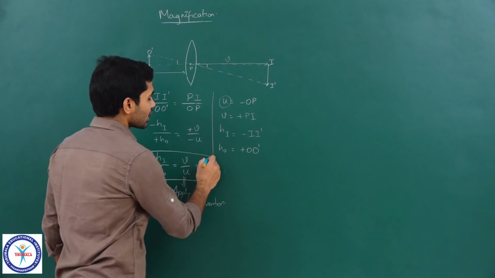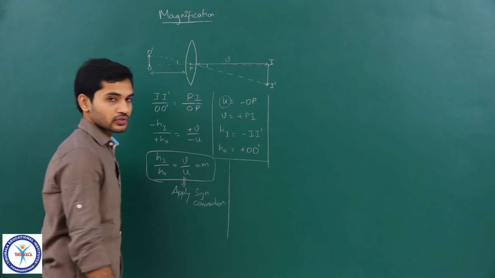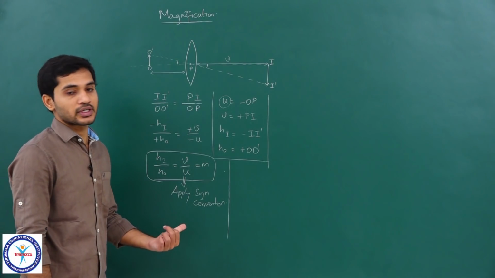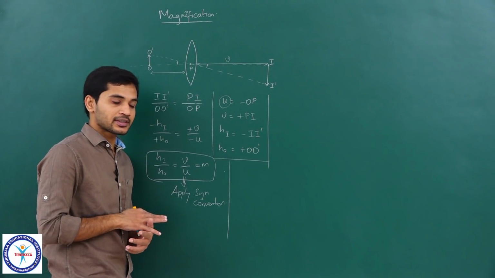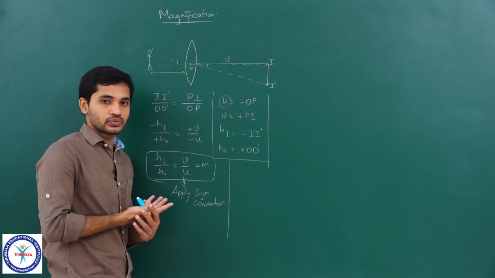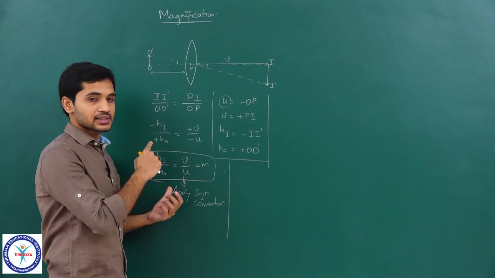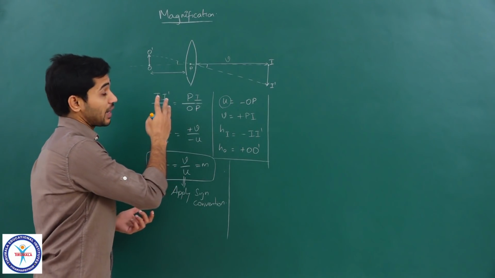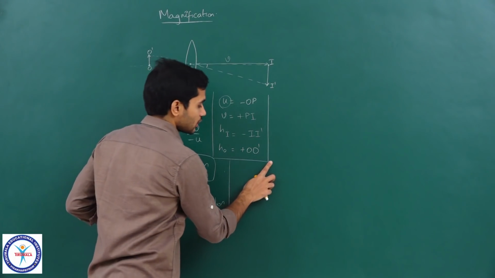Now the same expression can also be derived in terms of focal length. Just like how we did in the case of mirror, you remember the formula for magnification of mirror in terms of focal length. What is that? f by f minus u, correct. In the same manner, let us derive the magnification produced by a lens in terms of focal length. So it would be like this.